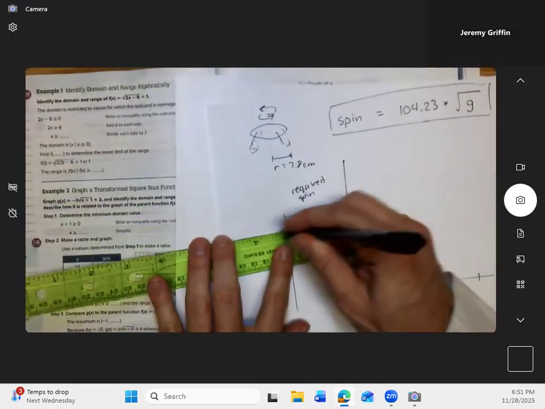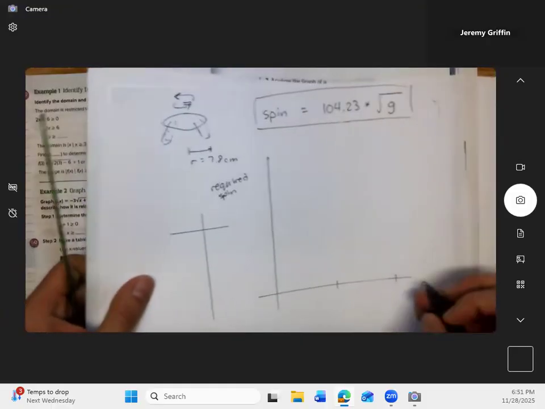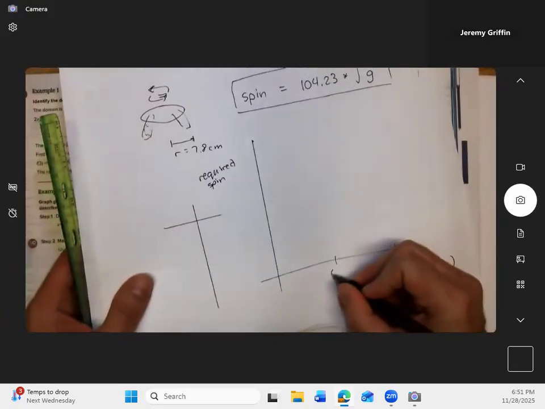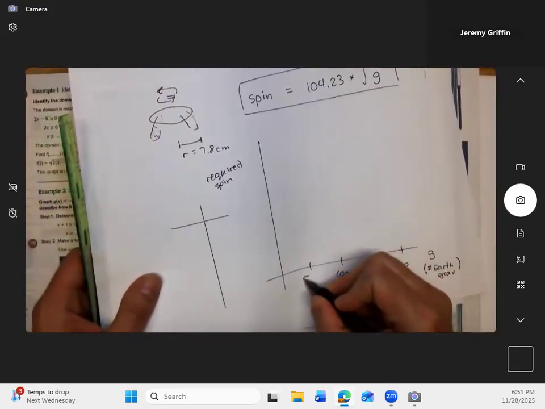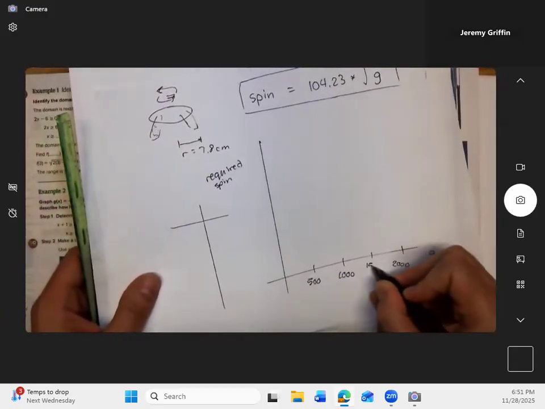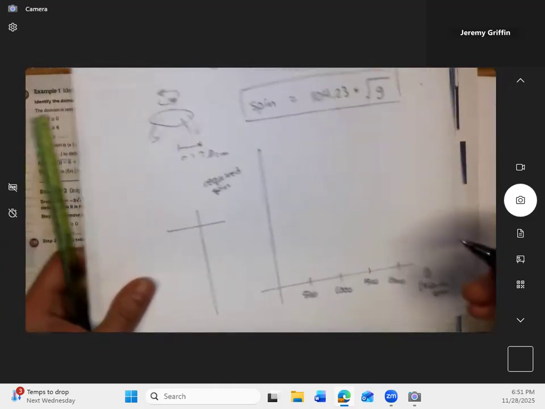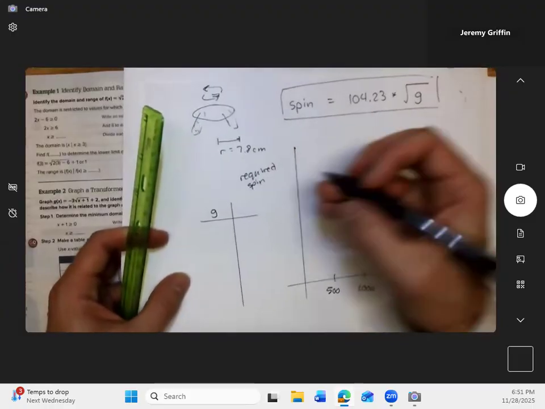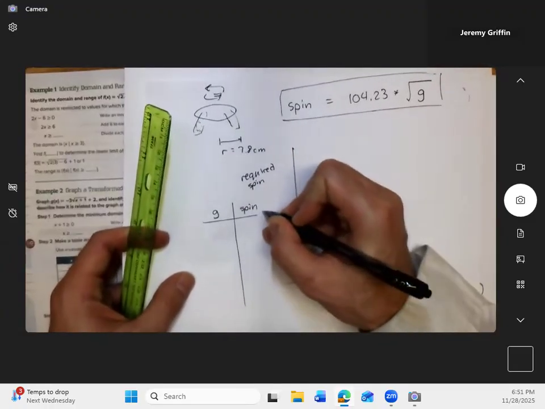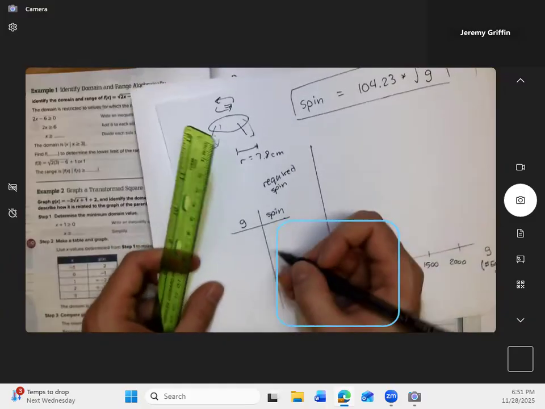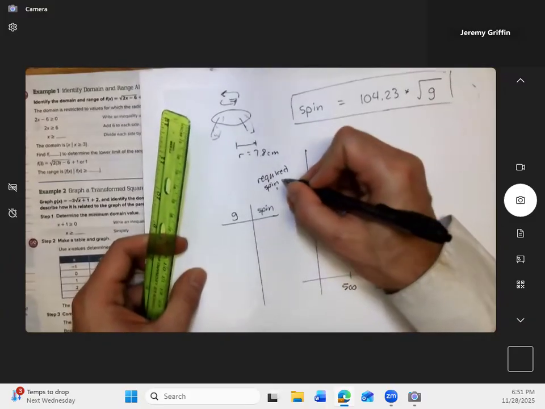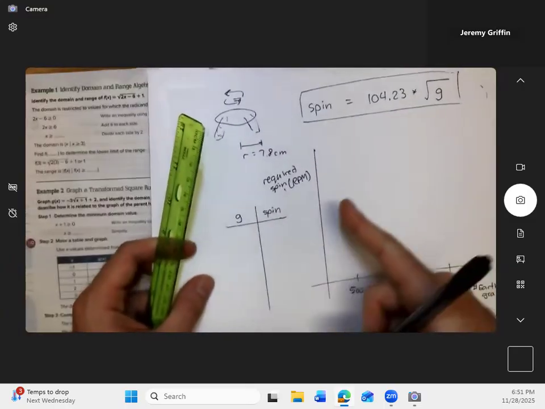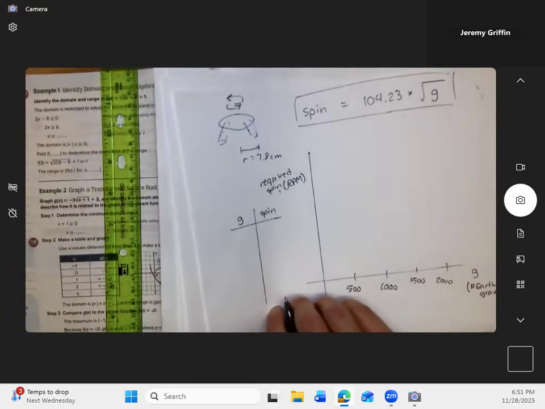See a table right here. So we're going up to 2,000 G's. Half that would be 1,000 G's. This would be 500 G's, 1,500 G's. Okay, let's plot some points here. So the G value and the required spin rate. Spin was in RPM. Okay, so RPM. All right, calculator time.